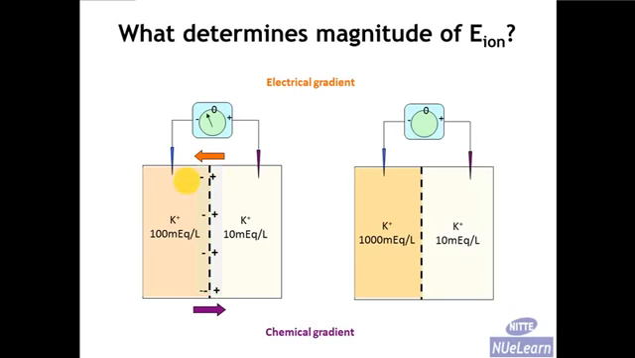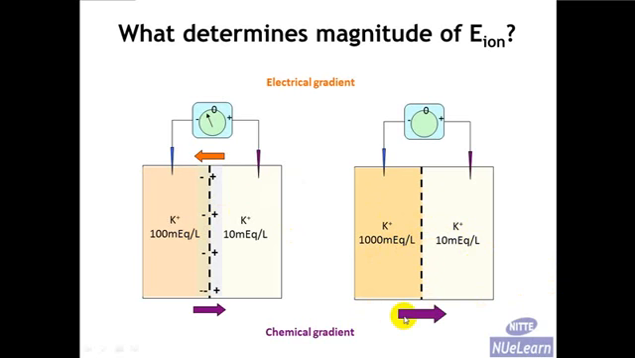Now, just look at the second scenario, where the concentration of potassium chloride on the left hand side is 1000 milliequivalents per liter, and on the right hand side remains 10 milliequivalents per liter. So here you have a 100-fold or 100 times chemical gradient from left to right. Here too there will be diffusion, but here, because of the larger concentration difference, the concentration difference 1000 versus 10 is much more than what we had earlier, 100 versus 10.